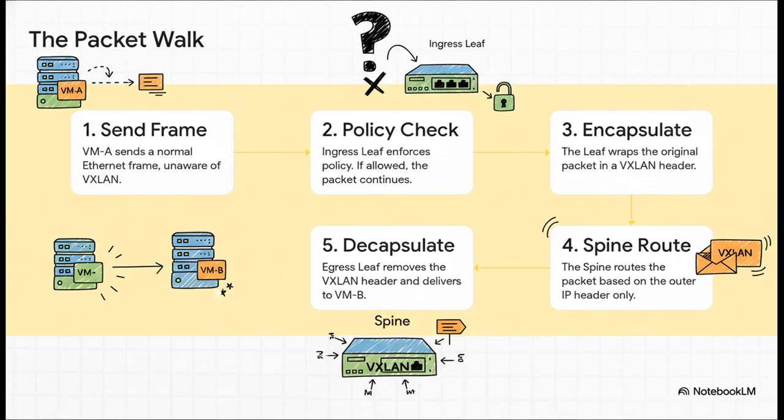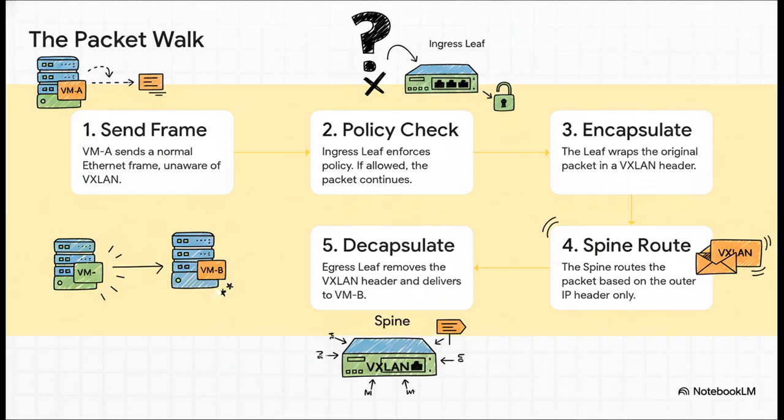Step 2. That frame immediately hits the first switch, which we call the ingress leaf. This is the security checkpoint. The leaf checks the policy and asks, is the web group allowed to talk to the app group? The contract says yep, so access granted. Step 3. Now that it has permission, the leaf does its magic. It takes that original frame and wraps it up inside that new VXLAN envelope we were talking about.